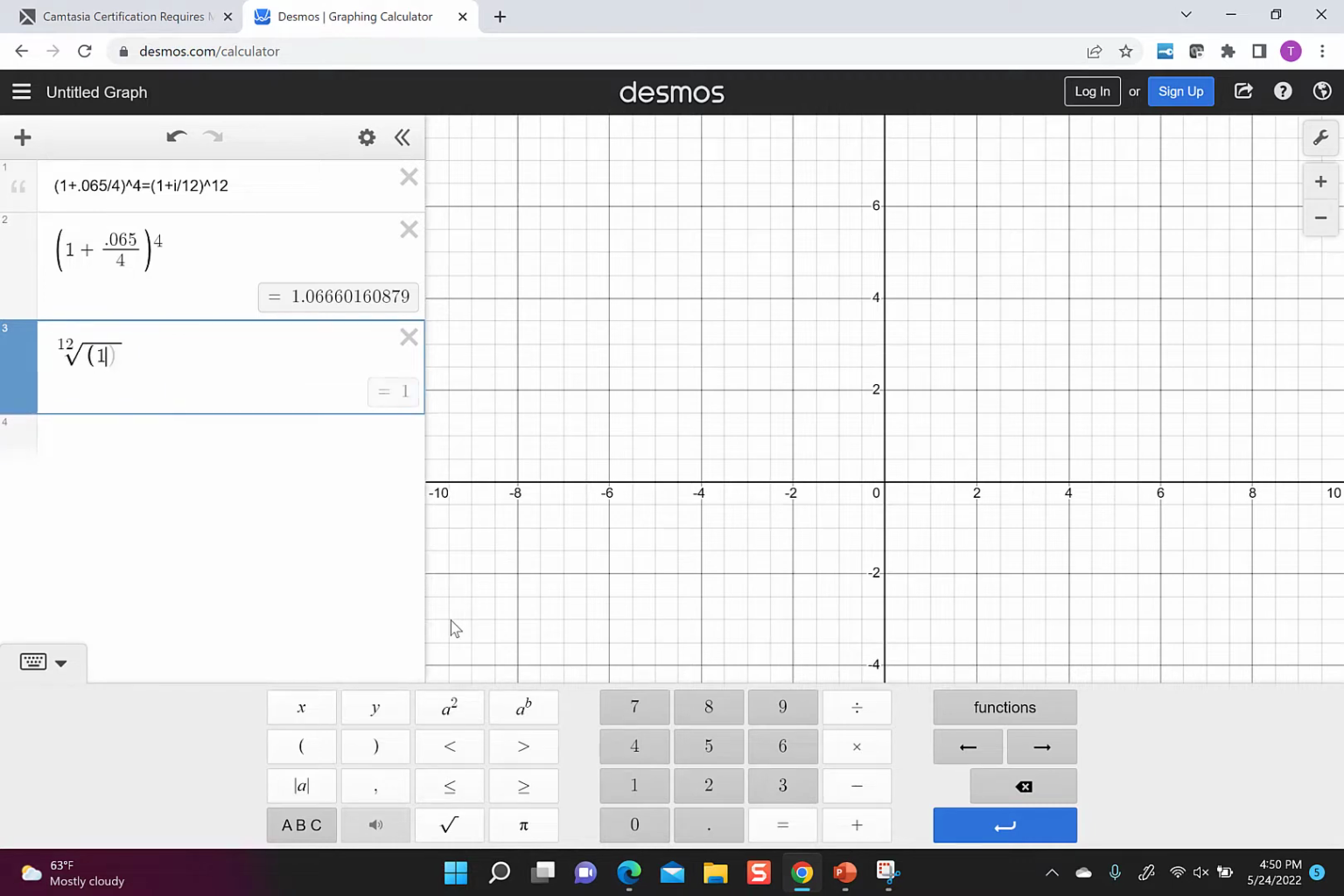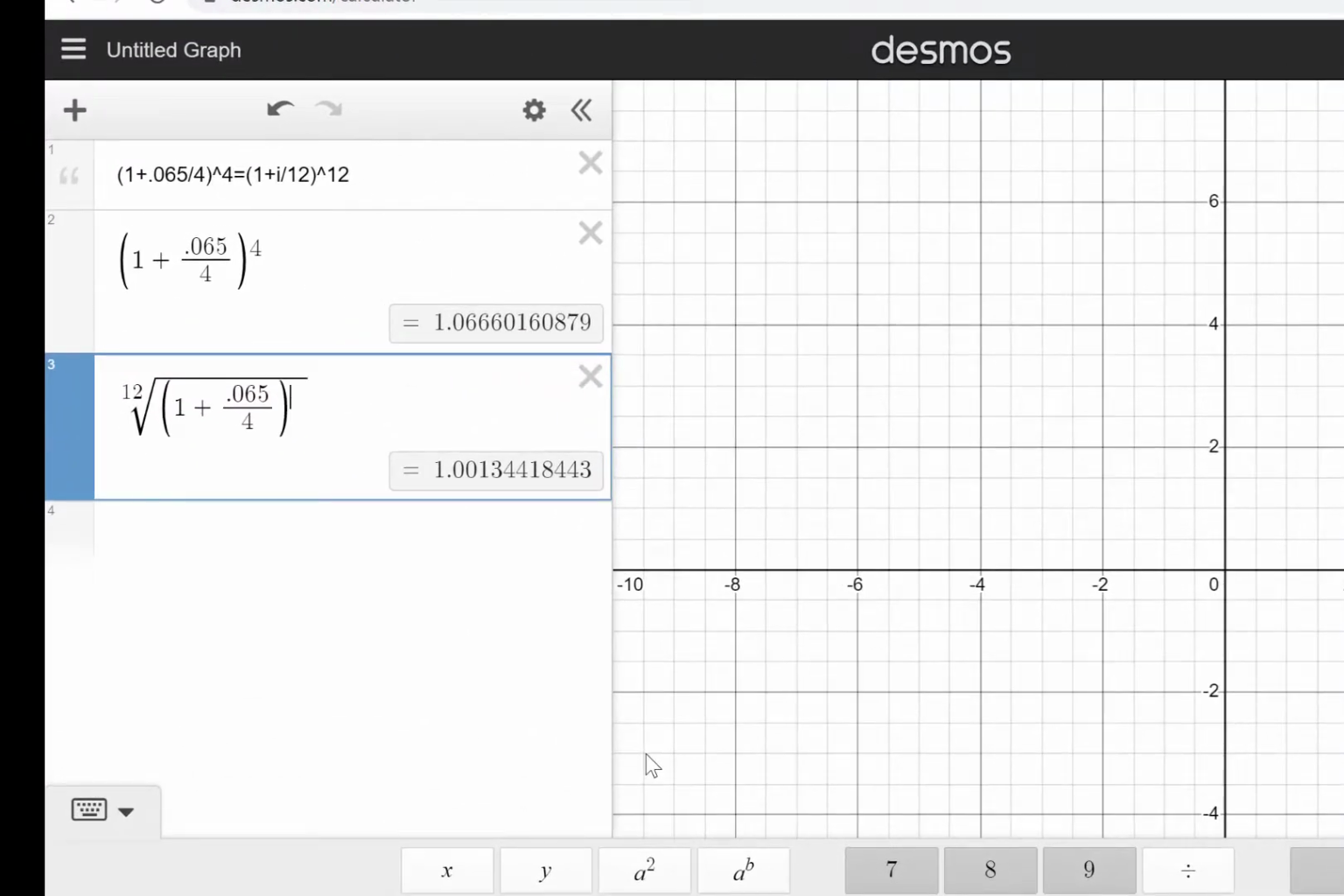1 plus 0.065 divided by 4 to the 4th. So this is what I have when I take the 12th root. Now, you remember all that did was take that 12th root away. Then we had to subtract 1. And then we had to multiply by 12.